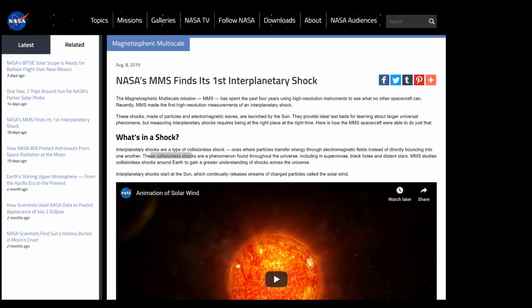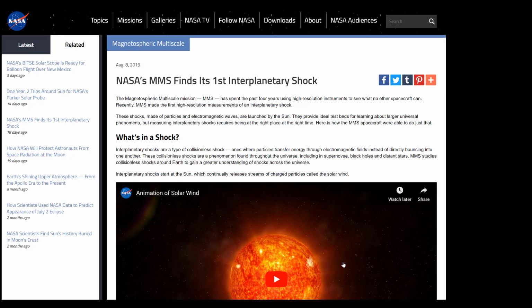The magnetospheric multiscale mission has spent the past 4 years using high-resolution instruments to see what no other spacecraft can. Recently, MMS made the first high-resolution measurements of an interplanetary shock. The shocks, made of particles and electromagnetic waves, are launched by the Sun, so it's a separate entity, an electromagnetic wave full of particles. These provide ideal testbeds for learning about larger universal phenomena, but measuring interplanetary shocks requires being at the right place at the right time. What's in a shock? Interplanetary shocks are a type of collisionless shock, ones where particles transfer energy through electromagnetic fields instead of bouncing into one another.